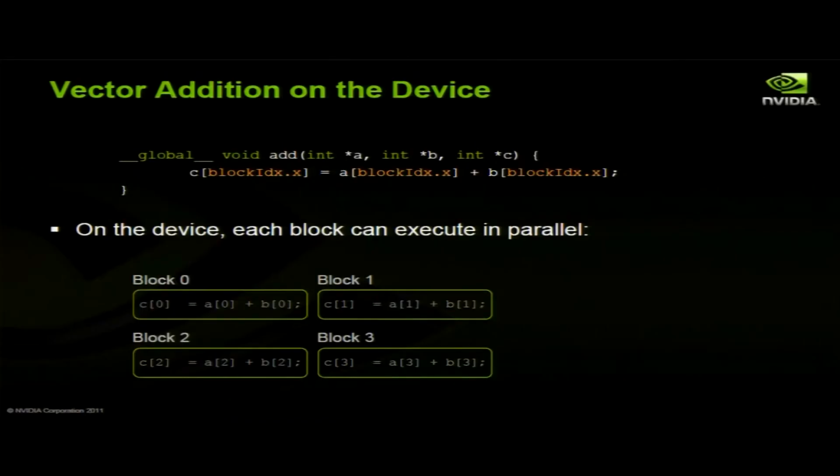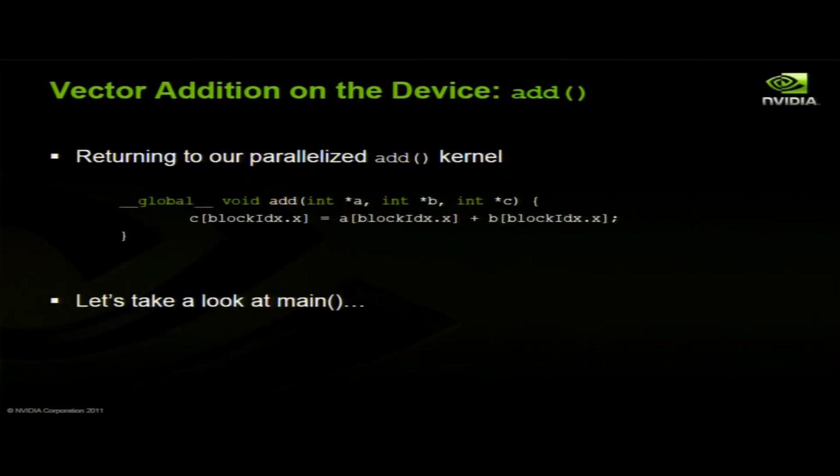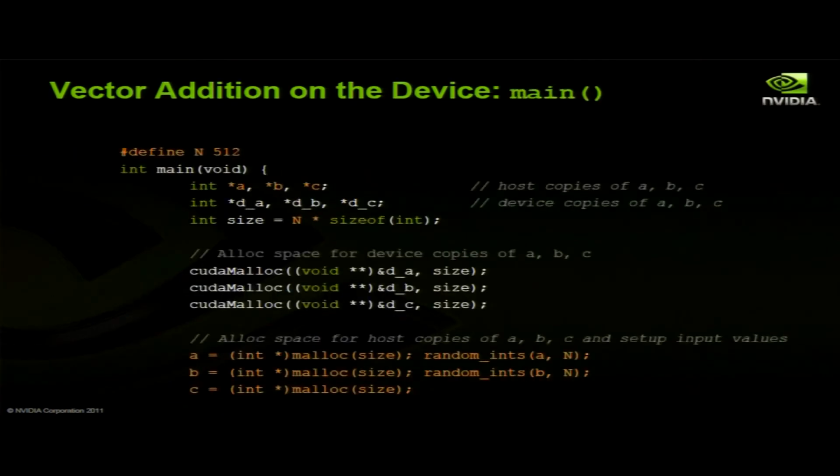Right now, let us restrict it to dot x only. So every block will get its own index. What it means is, if I was launching 4 blocks, every block will work on different elements in parallel. Okay? So that's what it does. So let's look at our main function now. In this example, I have defined n as 512. So we are going to work on 512 elements.